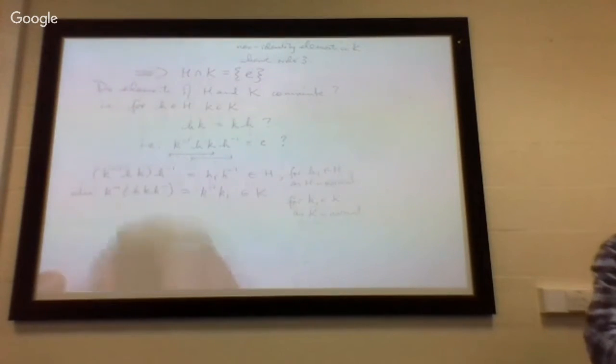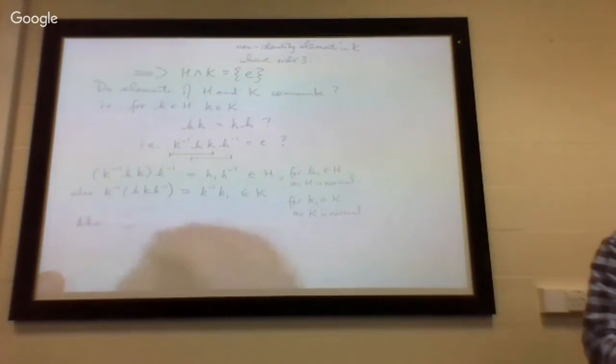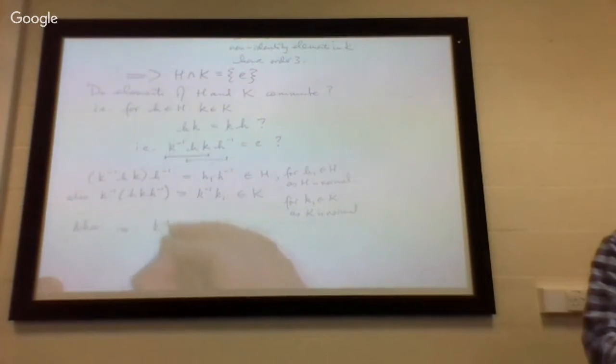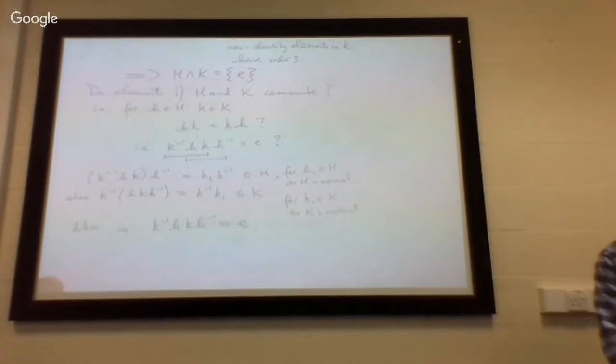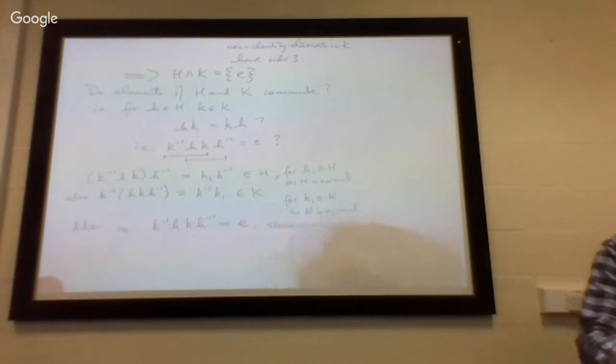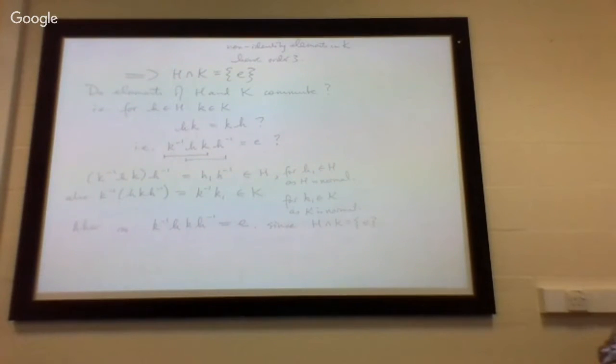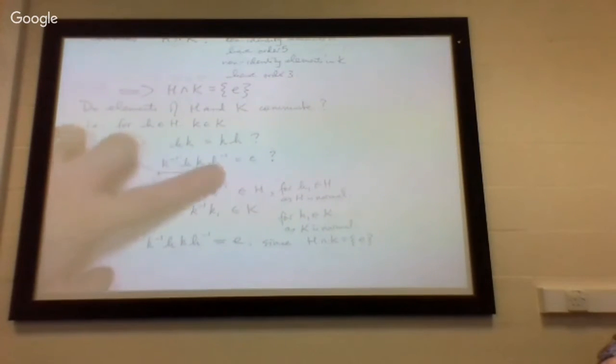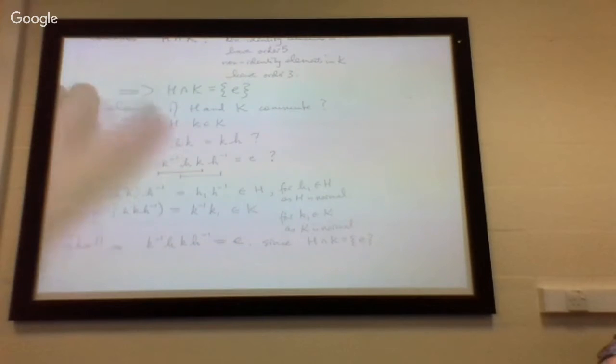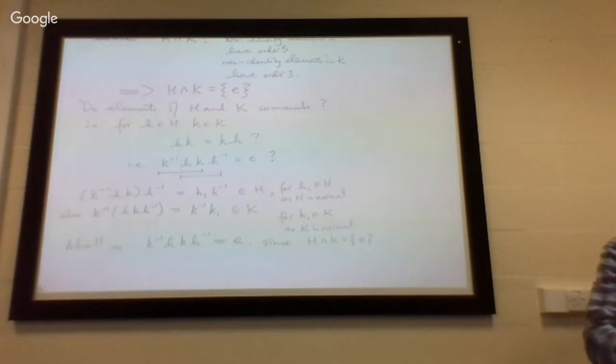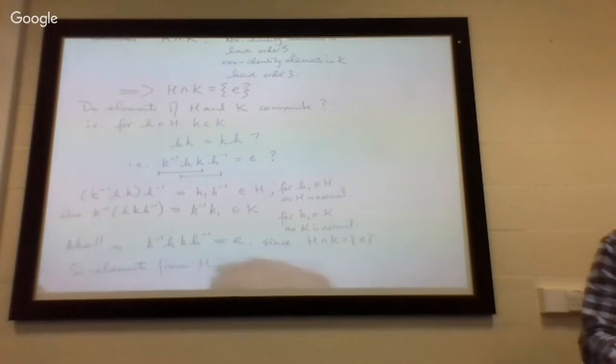Okay. Aha. So this is equal to E. So I'm asserting this now, not just posing the question. This is equal to E since the intersection of the two subgroups we've already decided is the trivial subgroup. It just consists of the identity element. But this question about the quadruple product being the identity was equivalent to the statement that elements from H and K commute with one another. Okay. So the elements from H and K commute with one another.